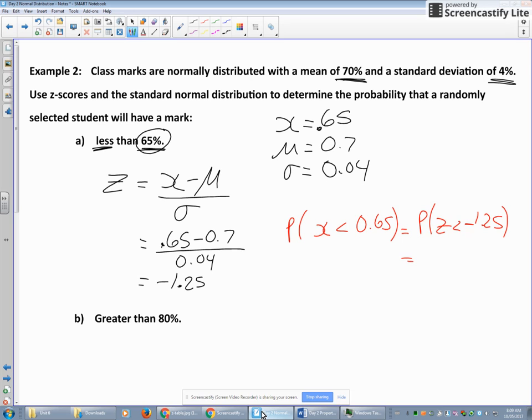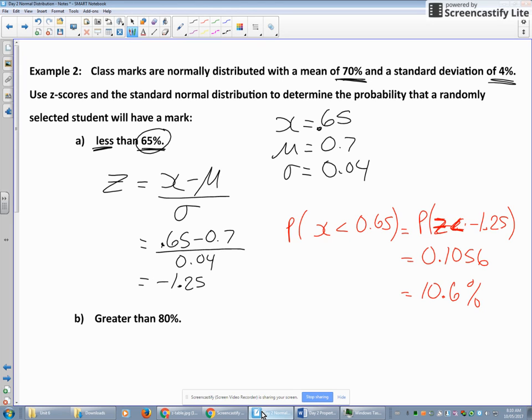And I know from my tables, less than, that Z is less than negative 1.25. That's the negative 1.25. And I found on my table that a z-score of less than minus 1.25 was 0.1056, or in other words, I'll round it to a 10.6% chance.